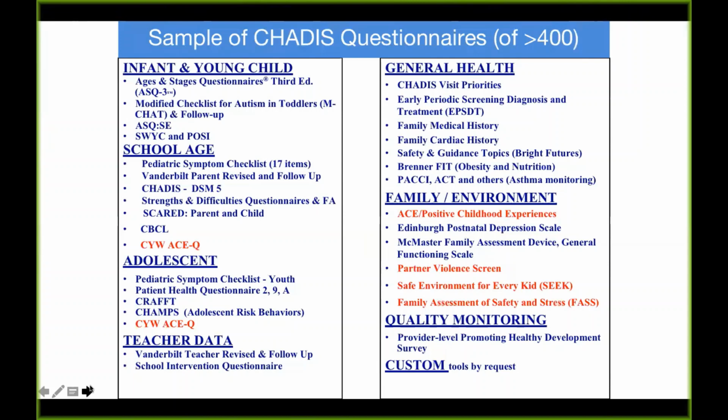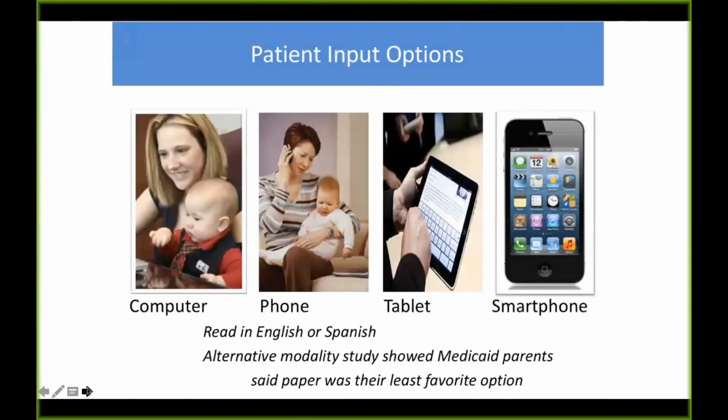You can see that we also have separate individual tools for things like partner violence. We have the very excellent tool called the SEEK, which is a Safe Environment for Every Kid, that I'm going to discuss a bit more, and that's been shown to help reduce child maltreatment. And our modification of that tool, which is called the Family Assessment of Safety and Stress. You can even turn on and turn off a quality monitoring tool, which is anonymous, and you can have tools that you want made into tools in CHADIS by request.